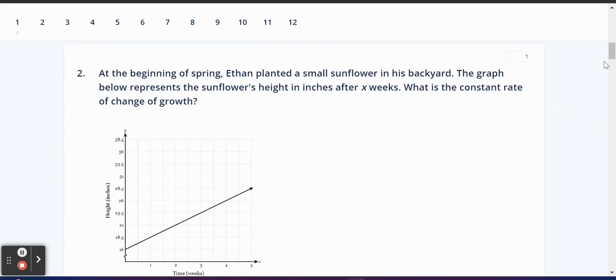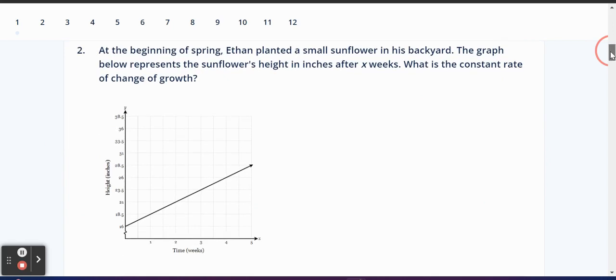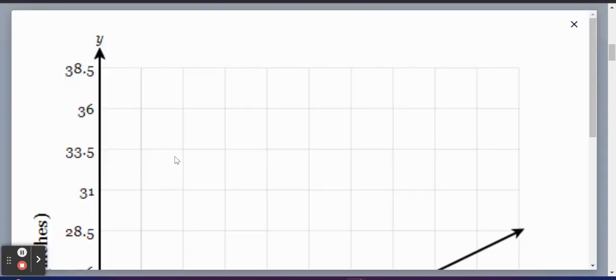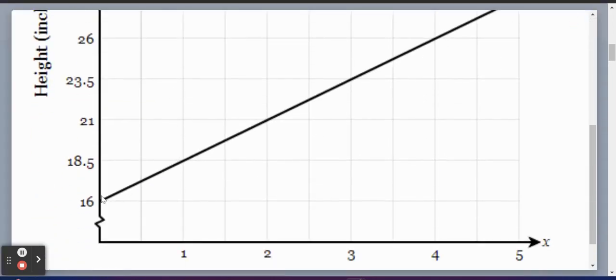The next one, it says, at the beginning of spring, Ethan planted a small sunflower in his backyard. The graph below represents the sunflower's height in inches after x weeks. What's the constant rate of change? So we take a look at our graph. All right, so we take a look at the rise over run.